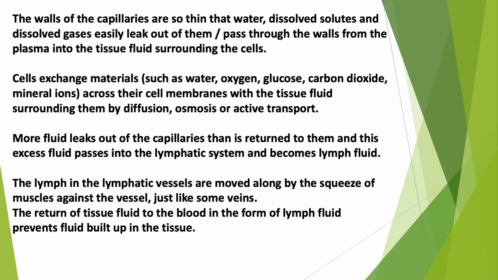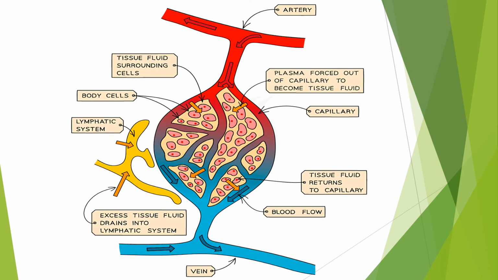The lymph in the lymphatic vessels is moved along by the squeeze of muscles against the vessel, just like some veins. The return of tissue fluid to the blood in the form of lymph fluid prevents fluid build-up in the tissue. Here's another simple diagram which represents how the plasma is forced out of the capillary to become the tissue fluid. Tissue fluid returns to the capillary and the excess tissue fluid drains into the lymphatic system.